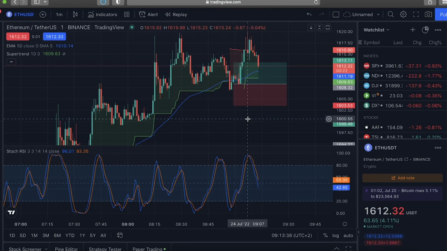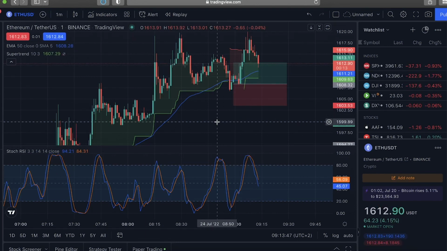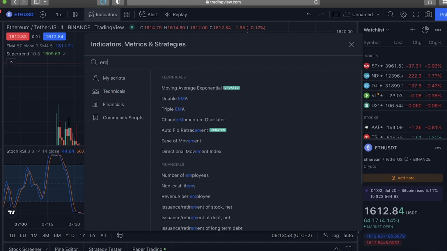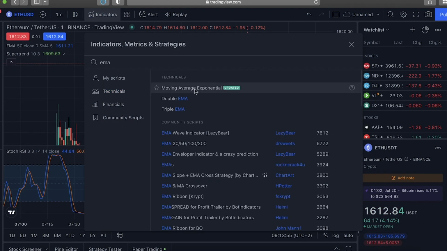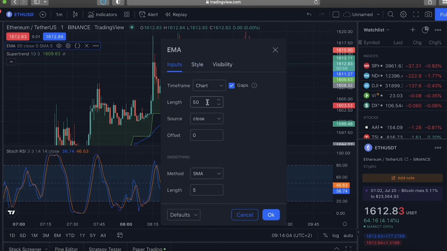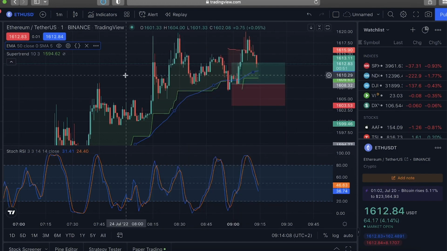It's a really easy yet effective strategy which uses 3 indicators. So let's go ahead and add these indicators to your TradingView. To do that, go to indicators. The first indicator is EMA. Just type in EMA and select moving average exponential. Once you've done that, go here, click on the settings wheel, and set the length to 50. So we want 50 EMA as the first indicator.